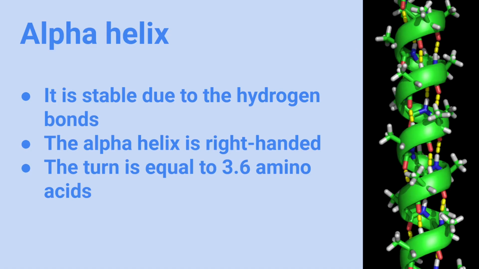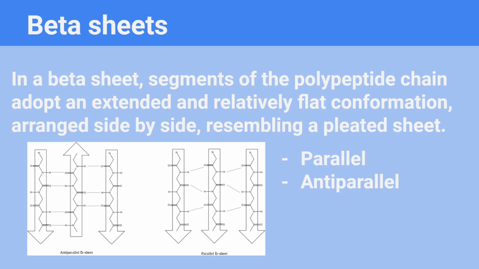On the other hand, the beta sheet is a fundamental structural motif in proteins. In a beta sheet, segments of the polypeptide chain adopt an extended and relatively flat conformation, arranged side by side, resembling a pleated sheet. This structure is stabilized by hydrogen bonds formed between the amide hydrogen of one peptide bond and the carbonyl oxygen of another, creating a network of hydrogen bonds that run perpendicular to the direction of the polypeptide chain.